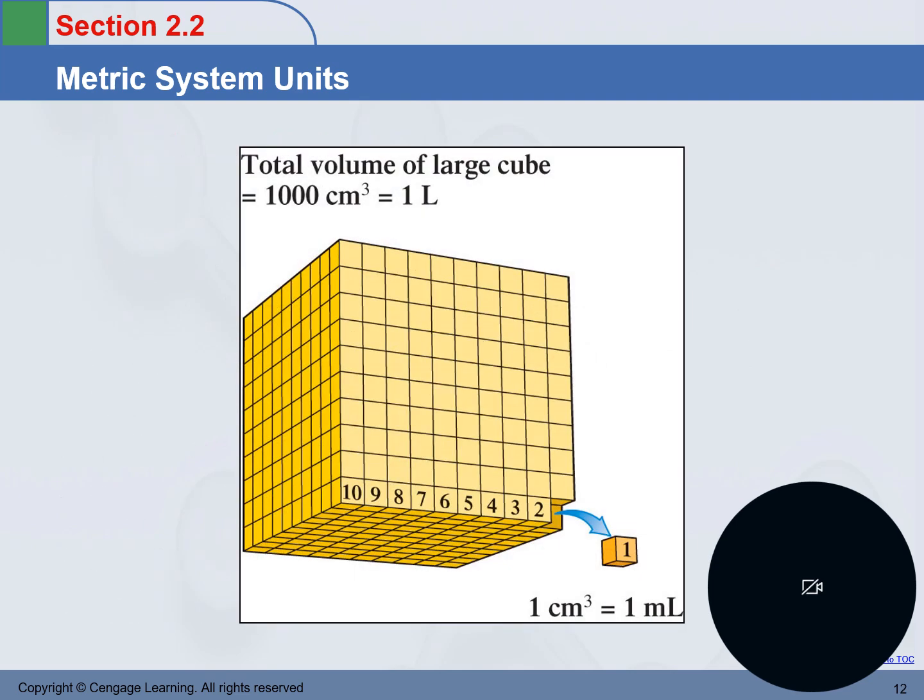Here's just a picture showing you that a 10 centimeter by 10 centimeter by 10 centimeter cube is equal to 1 liter. And notice that they use capital L for liters, because if you use the lowercase l, a lot of times it's confused with the number 1.